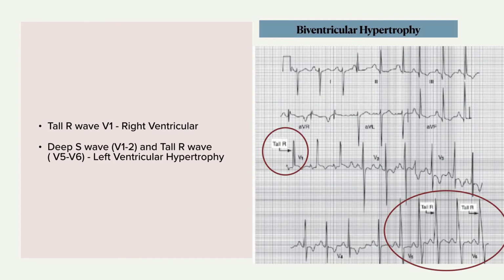Biventricular hypertrophy. Biventricular hypertrophy is diagnosed when there is a tall R wave in lead V1 representing right ventricular hypertrophy and a deep S wave in lead V1 and V2, and a tall R wave in lead V5 and V6 representing left ventricular hypertrophy. Note the tall R wave representing right ventricular hypertrophy in this ECG. Along with this, there is a deep S wave in lead V1 and V2 and a tall R wave in lead V5 and V6 representing left ventricular hypertrophy. So this ECG is due to biventricular hypertrophy.